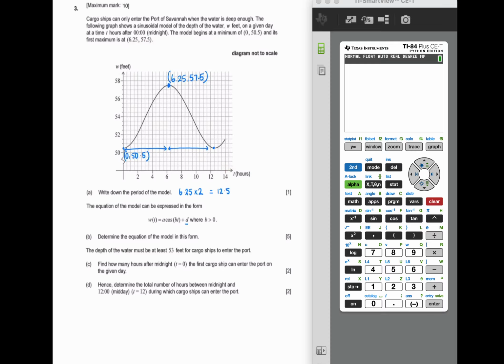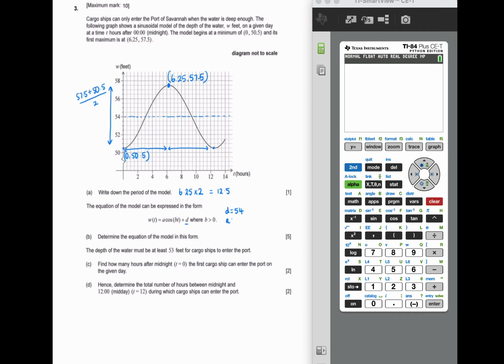So we know that the difference between these points here are the 50.5 and the 57.5. So if we do 57.5 plus 50.5, and divide that by 2 to find the average, that will give us the principal axis, and the principal axis is 54. So 54 is where our wave oscillates up and down from. So we know that D is equal to 54.